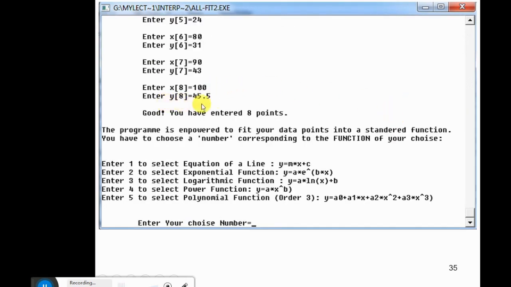So here, the eighth data point, 100 degrees centigrade, 45.5 millivolt, is keyed in. Now the program is in a position to find the equation of any form. At first glance, we shall try to find the equation of the line, which is y equals mx plus c. And here the choice to be entered is 1 for that.